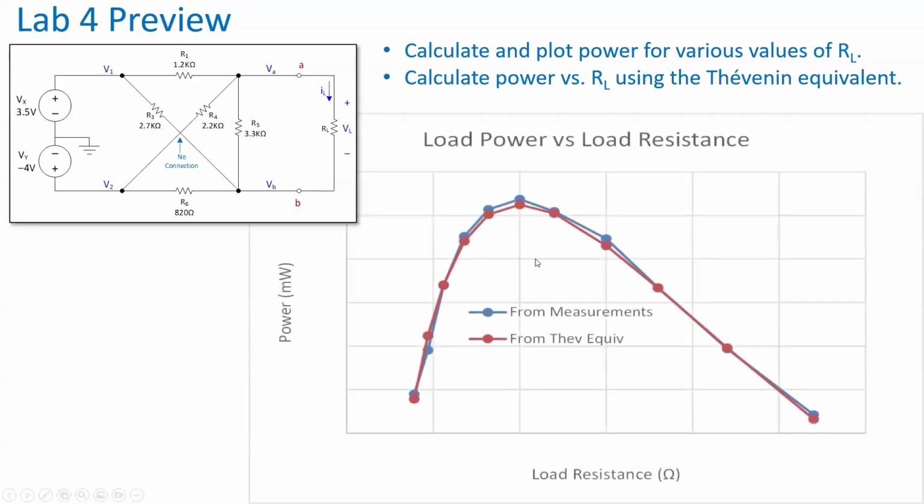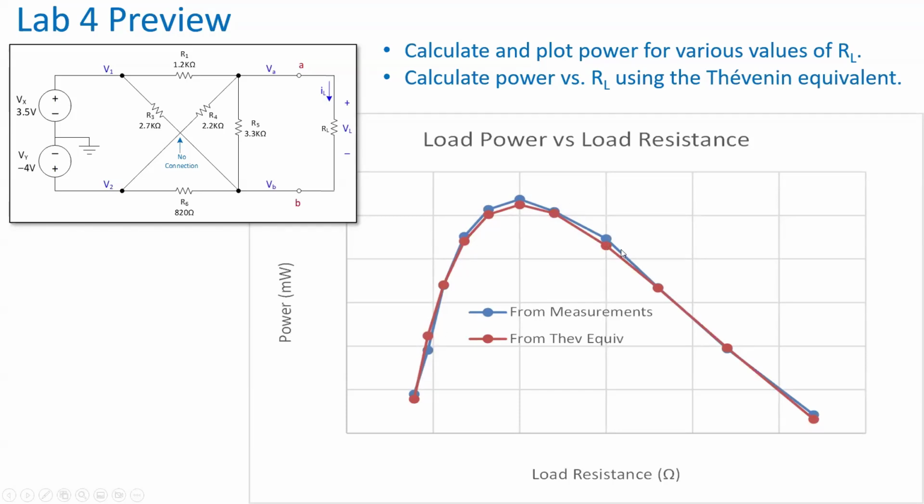And when you do this, you're going to see something like this. So here's power versus load resistance. And my calculated power is in red here. Right? So you're going to use the Thevenin equivalent to calculate the power. And then for measurements, I determine the blue line.